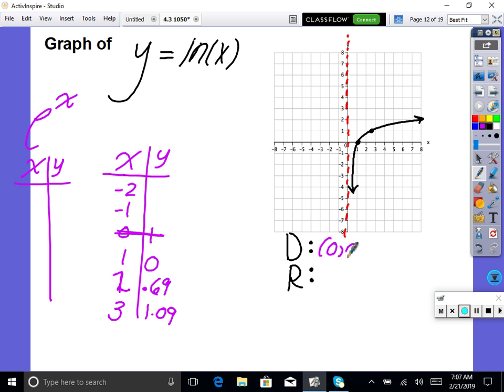Yep, 0 to infinity. And my range would be all real numbers. So the only thing that would change this is if we shift it left and right, the ln left and right. So let's look here.